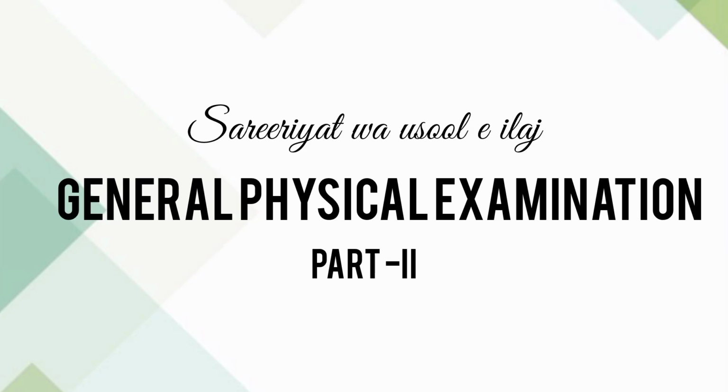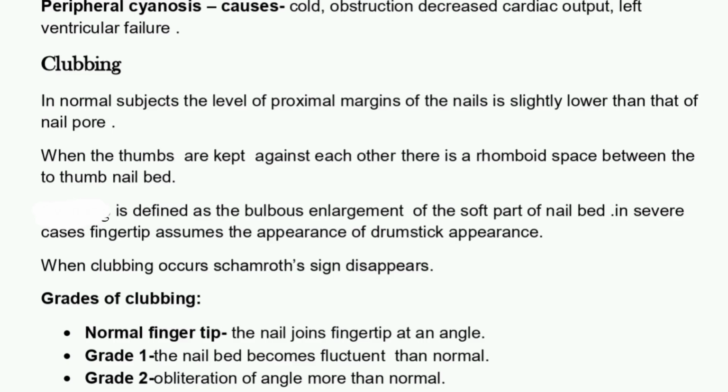So this is part 2 of the lecture general physical examination. In the last video lecture we discussed till cyanosis and the next topic will be clubbing. So what is clubbing? Clubbing means the bulbous enlargement of the nail beds, of the soft parts of the nail beds and the fingertips, and they resemble the drumstick appearance.